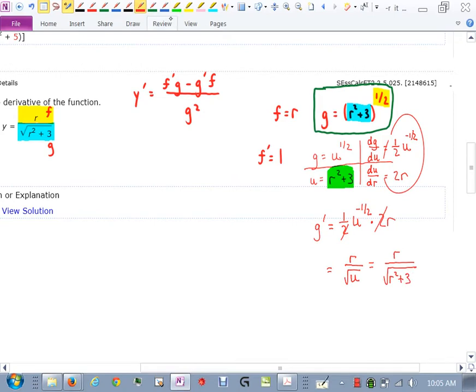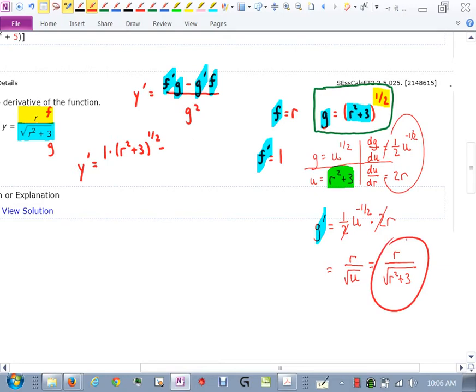Okay, so now I have everything. I look back over here. I needed f prime, I've got f prime. I needed g, I've got g. I needed g prime, got g prime. I needed f, I've got f. So I can just plug everything into the formula. So y prime will be equal to the derivative of f, which was 1, times g, which was r squared plus 3 to the 1/2, minus the derivative of g. Now, the derivative of g was down here, r over square root of r squared plus 3, times f, which was r.